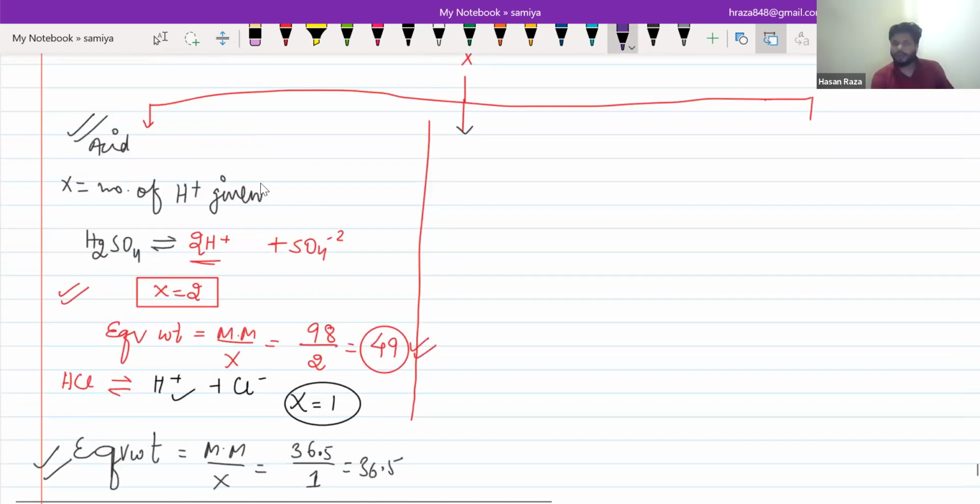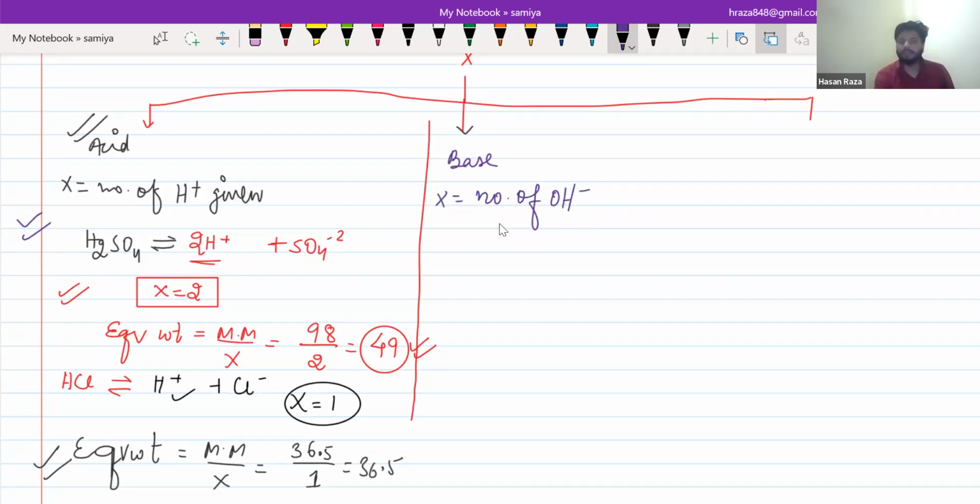So how are we going to calculate X here? If the compound is a base, then X will be equal to the number of OH minus given.